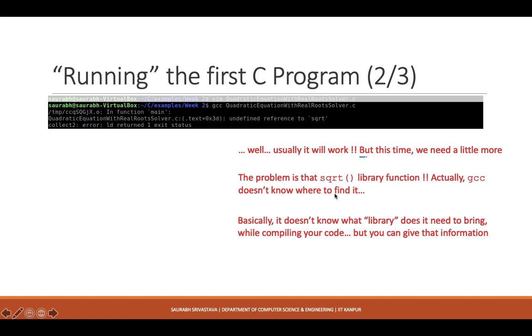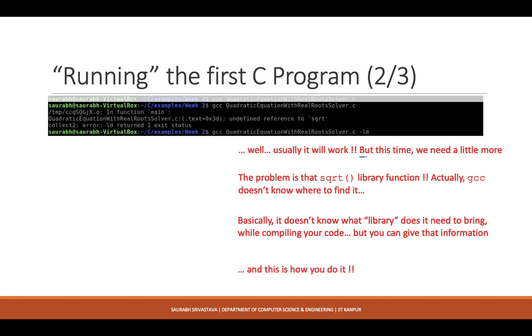The problem is that GCC really doesn't know where to find the sqrt library function that we used. Even though I included the header file math.h, by default GCC is not ready to simply include any library that you ask it to include, and this is why it needs some help from you. That help is basically this -lm after your C file's name.